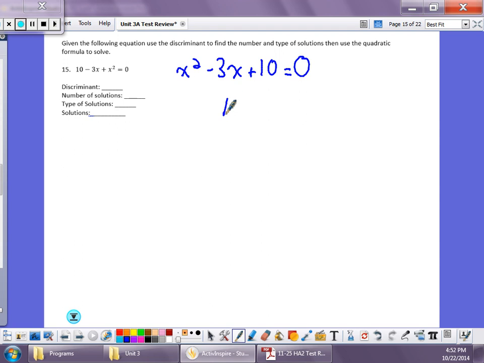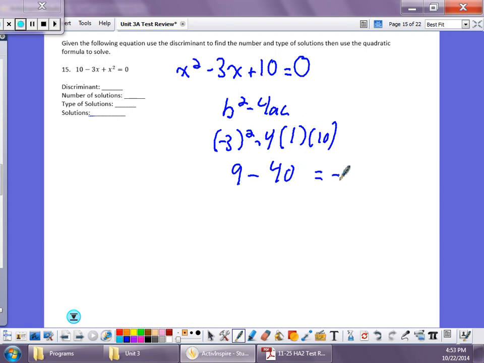My discriminant, remember, is just b squared minus 4ac. That's the portion that's underneath the radical. So that's going to be b squared, negative 3 squared, minus 4 times a, which is 1, times c, which is 10. So I get 9 minus 40 equals negative 31. Now my discriminant is negative, so that means I have two imaginary solutions. If it was positive, I would have two real. Whoops, I guess I was supposed to write imaginary there. And if it was 0, I would have one real.